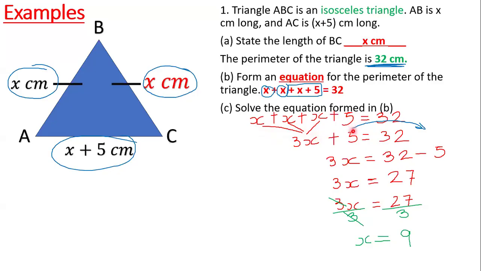3x. Bring down the 5. Obviously, you have to send the 5 over the equal sign. When we send the 5 over the equal sign, it becomes a negative number. Very good. So it's gonna be 32 minus 5, which gives us 27. Then we divide both sides by 3. So X is gonna be equal to 27 divided by 3, which gives us 9.